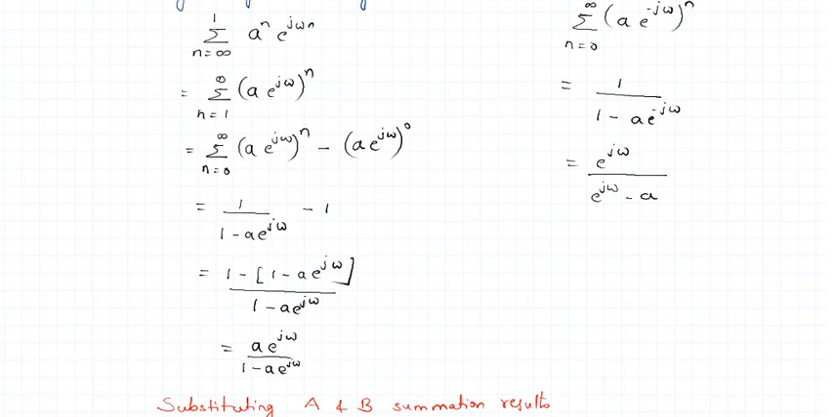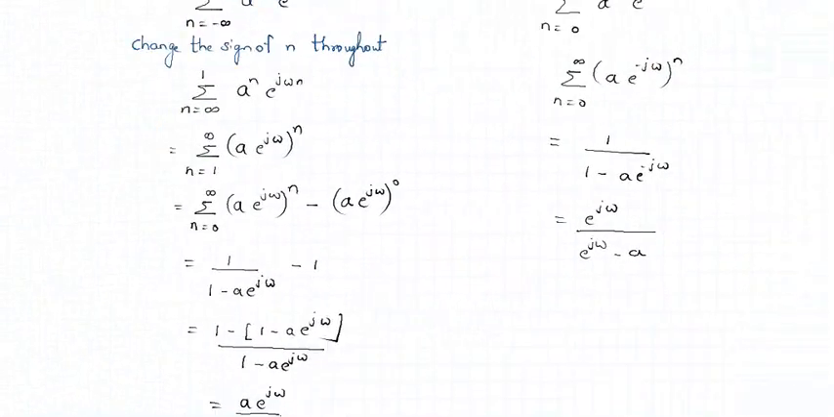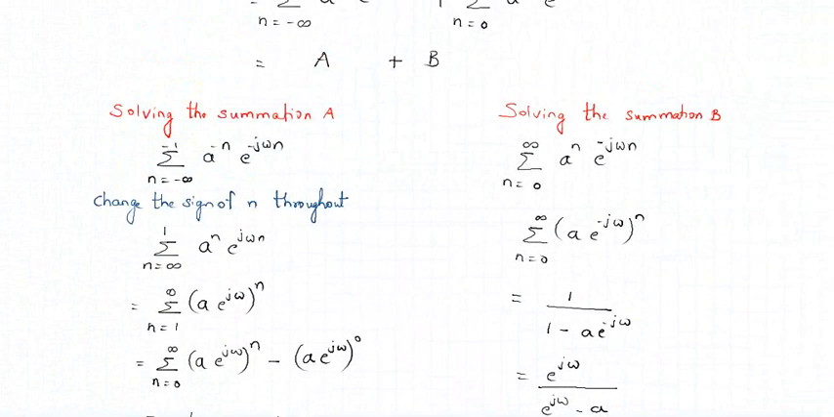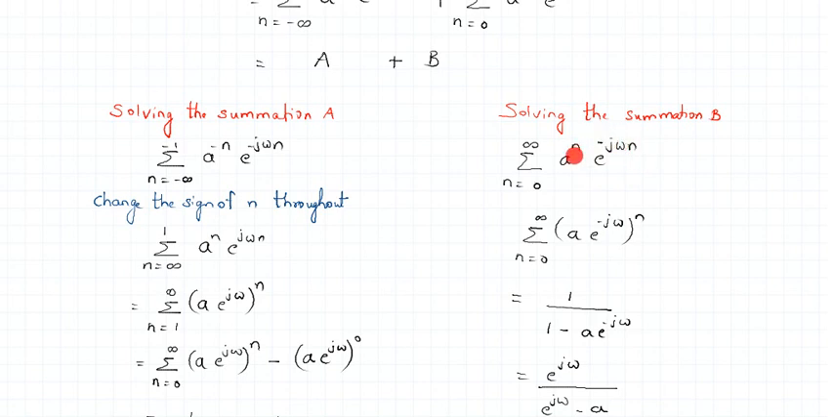Now, we have to solve the B part of the equation. So, what is the B part of the equation? The B part of the equation is summation 0 to infinity a raised to n e raised to minus j omega n. So we need to solve this summation. We observe that the limit of the summation is already positive, so no need to change the sign of n. And is it fitting into the equation? Yes, it directly fits into the equation because it is going from 0 to infinity. So 0 to infinity, arranging this as a e raised to minus j omega, the whole raised to n, we get this as an equation.